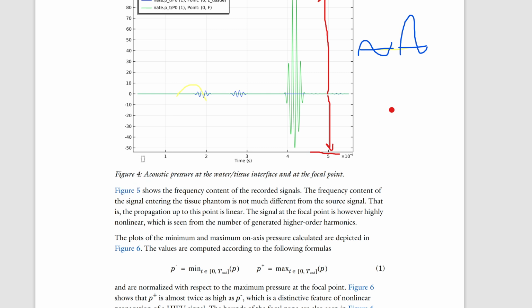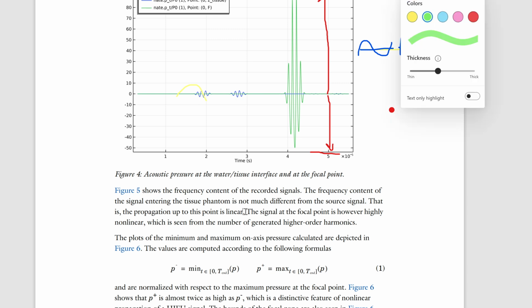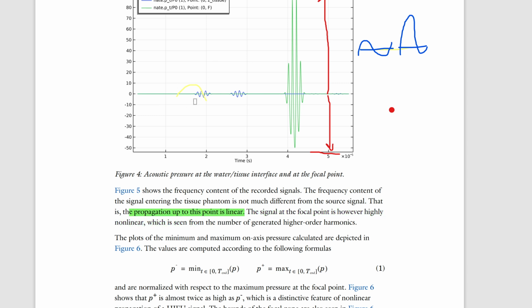Figure 5 shows the frequency content of the recorded signals. The frequency content of the signal entering the tissue phantom is not much different from the source signal. That is, the propagation up to this point is linear. Okay, let's read this again. The frequency content of the signal entering the tissue phantom, okay, it's not much different from the source signal. That is, the propagation up to this point is linear. Okay, I can give this a green. Yes, it is linear. Very linear right here. You're seeing this.